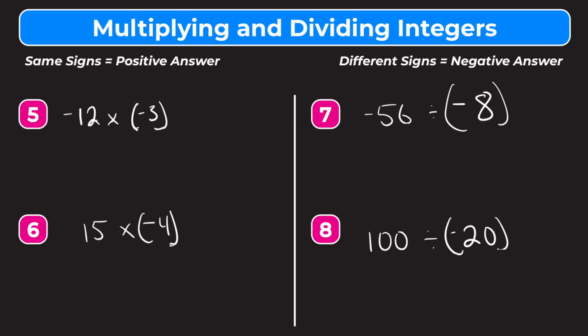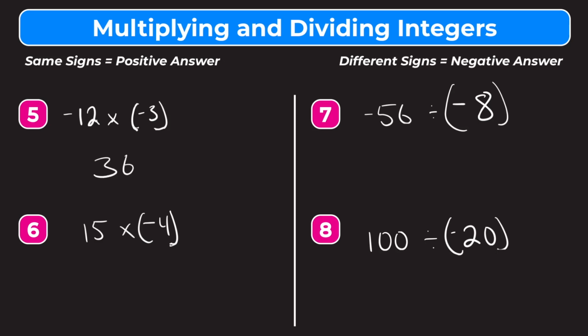So we have a couple extra practice problems here. You can feel free to pause the video if you feel confident, try them on your own. Otherwise, you can follow along with me. So number 5, we have -12 times a -3. So again, we do 12 times 3. That's going to be 36.